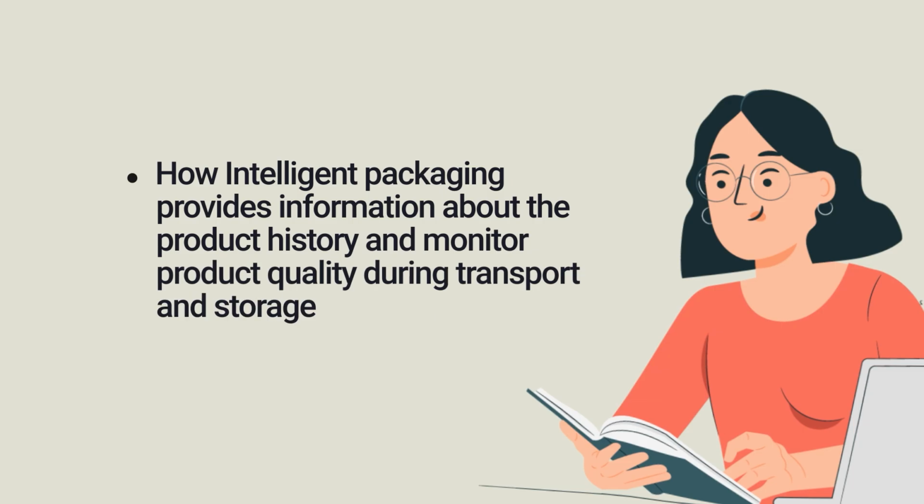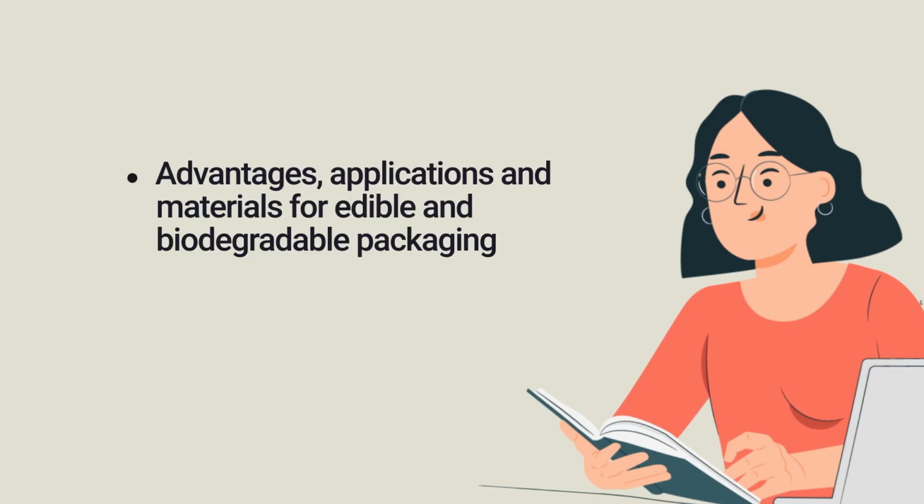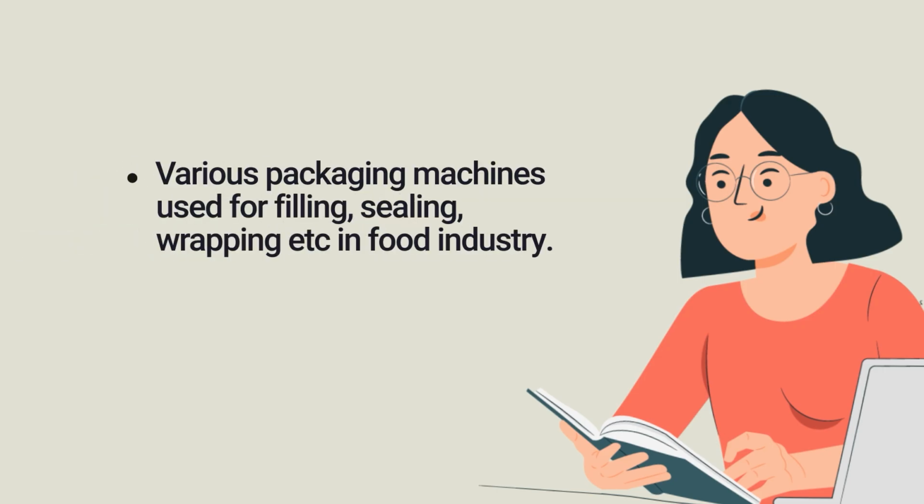Then we discussed how intelligent packaging provides information about the product history or monitor the product quality during transport and storage. Then we saw the advantages, applications and materials for edible and biodegradable packaging which are eco-friendly. And lastly, we also came across some of the packaging machines which are used for the filling, sealing, wrapping, etc. in the food industry. So this is all for this session.